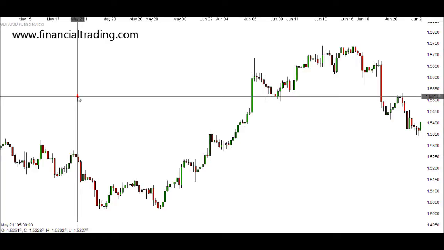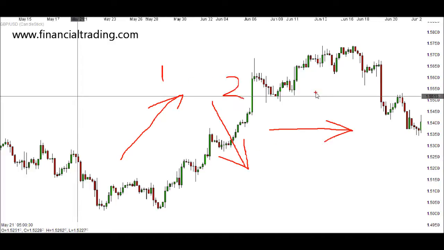Now, what are the directions that price could move in financial markets? Well, there's three. There's up, price could move down, and price can also move to the side, like so. So one of these three.